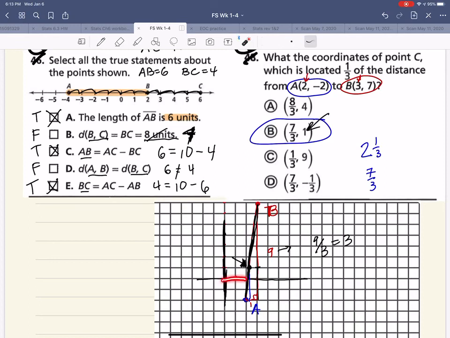I went over 2 boxes and a third and up 1 box because this is my origin here. All right, so I've found my answer.